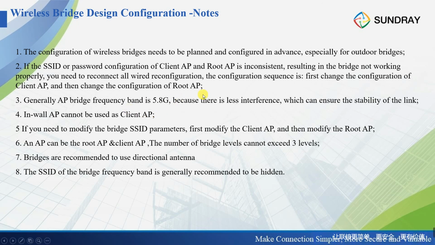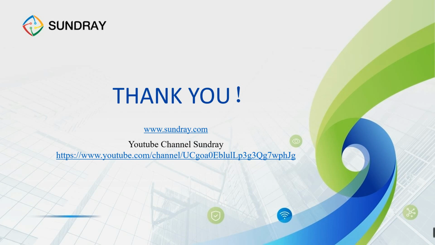For the wireless bridge, we use 5G, and the U1 AP cannot be used as a client AP. Also our one AP can be root AP and client AP at the same time in the relay scenario. For the bridge, we recommend using a directional antenna. And the wireless bridge SSID is generally recommended to be hidden. Okay, thank you. This is for the antenna and the wireless bridge.